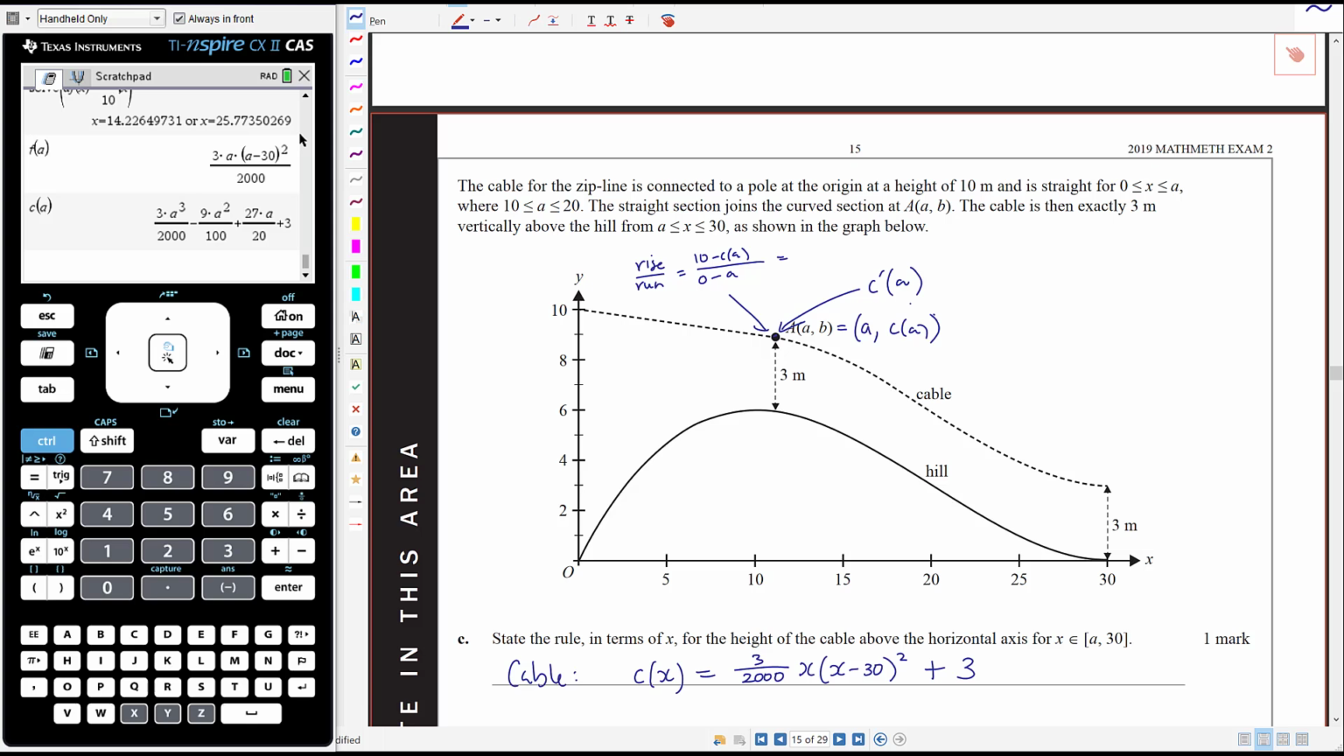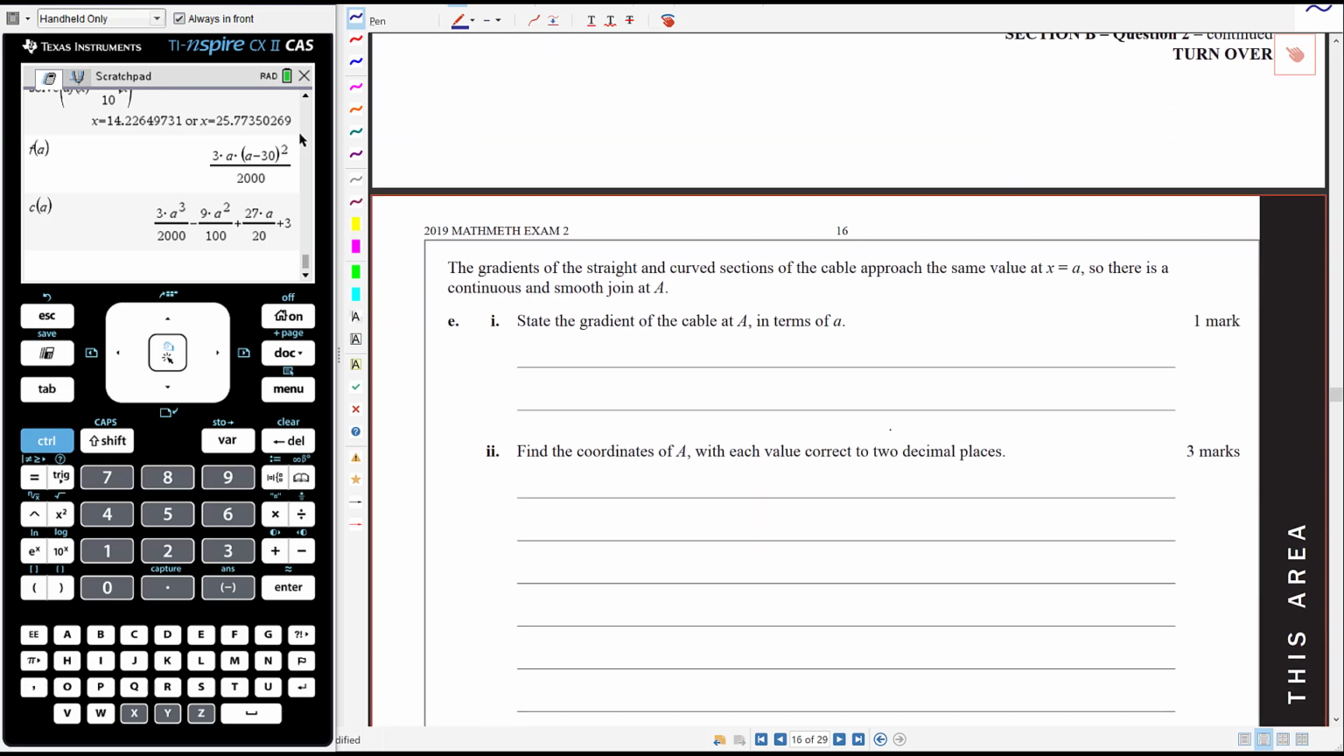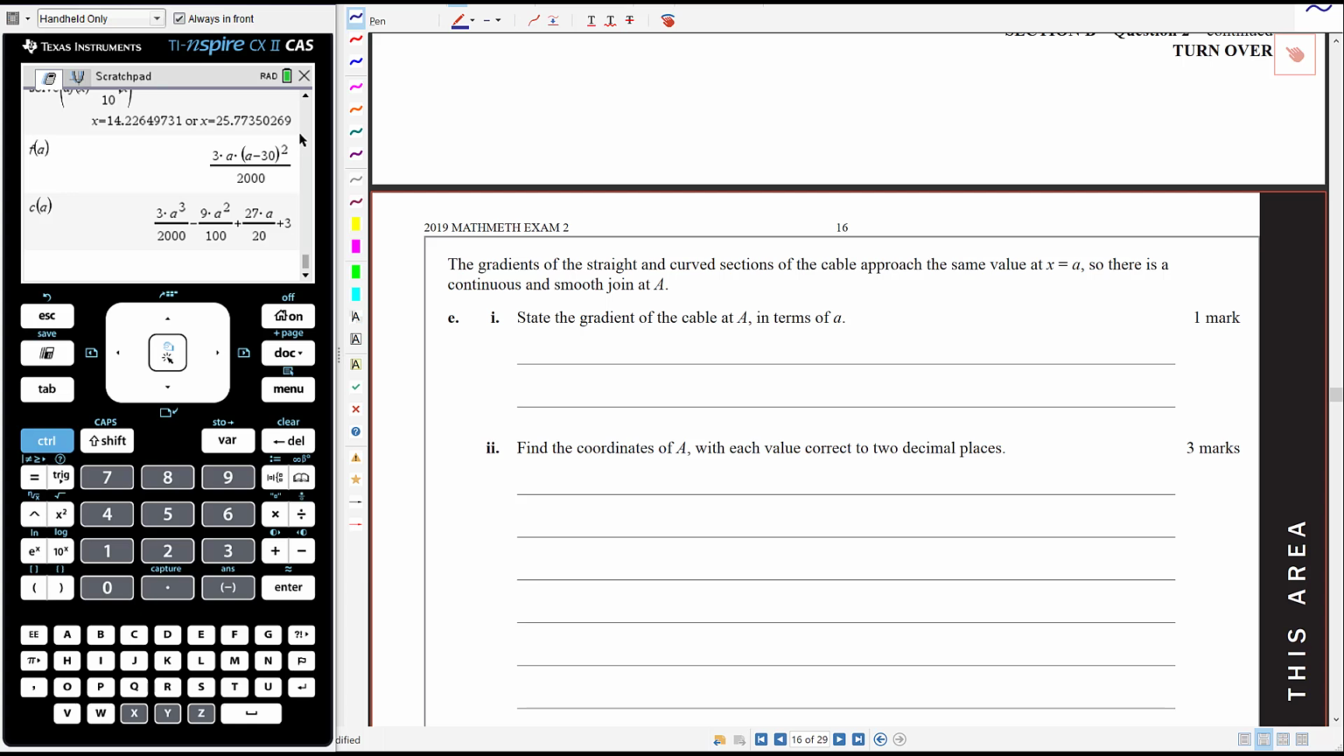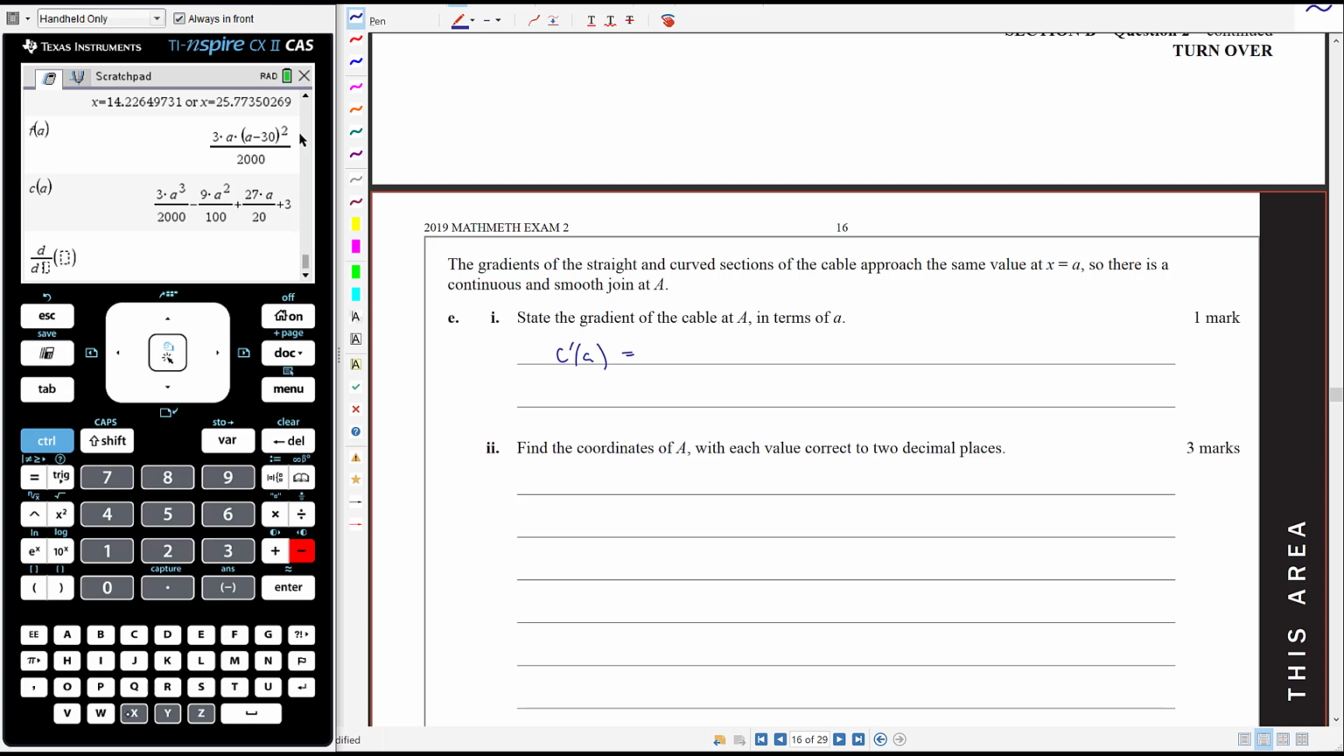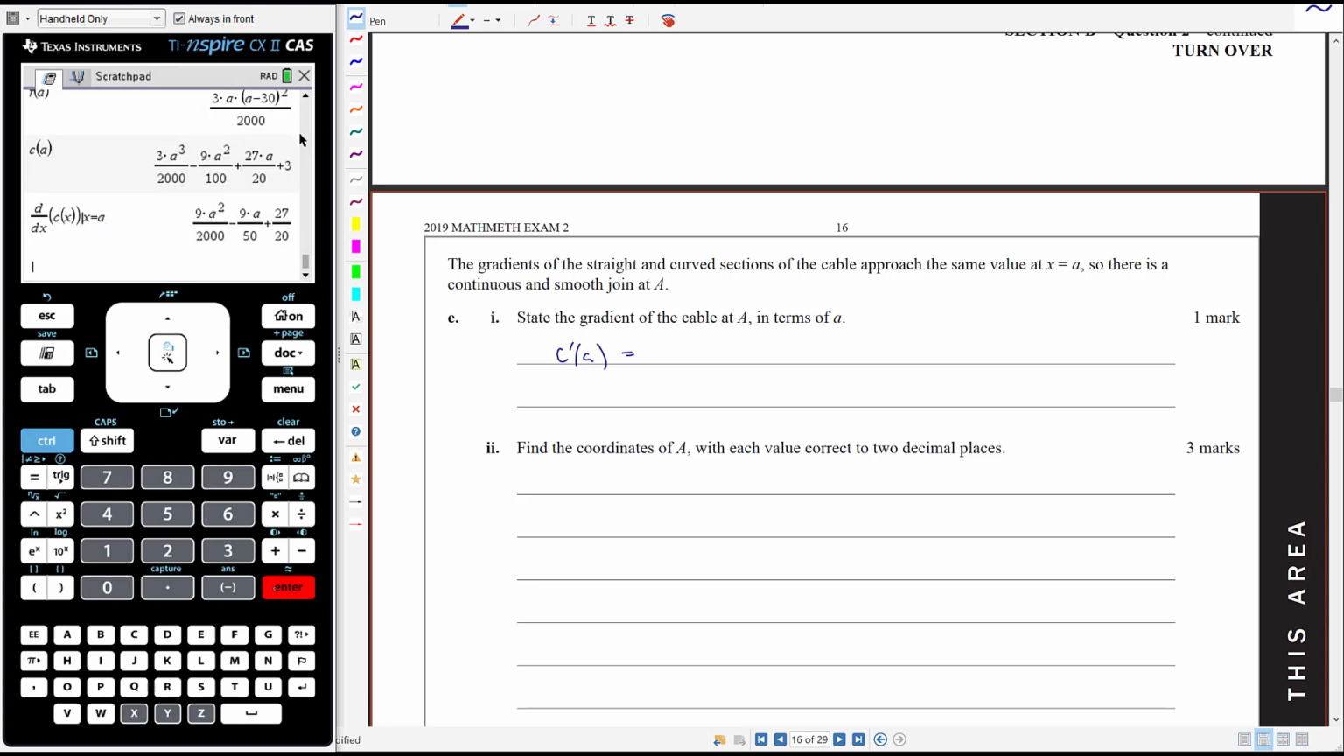So one of those two things, and the key thing is in the next part, you're going to be able to equate those two things to work out A. So the gradient of the cable at A could either be C at A minus 10 over A minus 0, or it could be C dash at A. My instinct straight away was to go with the derivative one, so C dash at A. If I do the derivative with respect to x of C of x, given that x equals A, which is why I tend to define my derivative functions, it's going to be that.